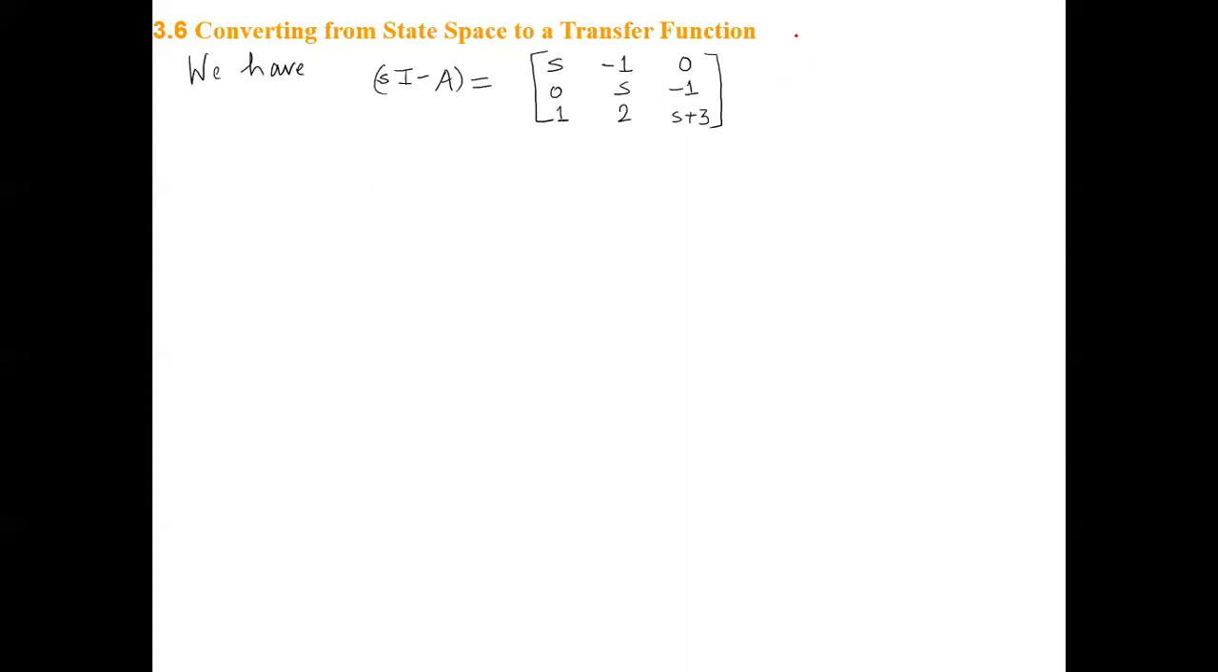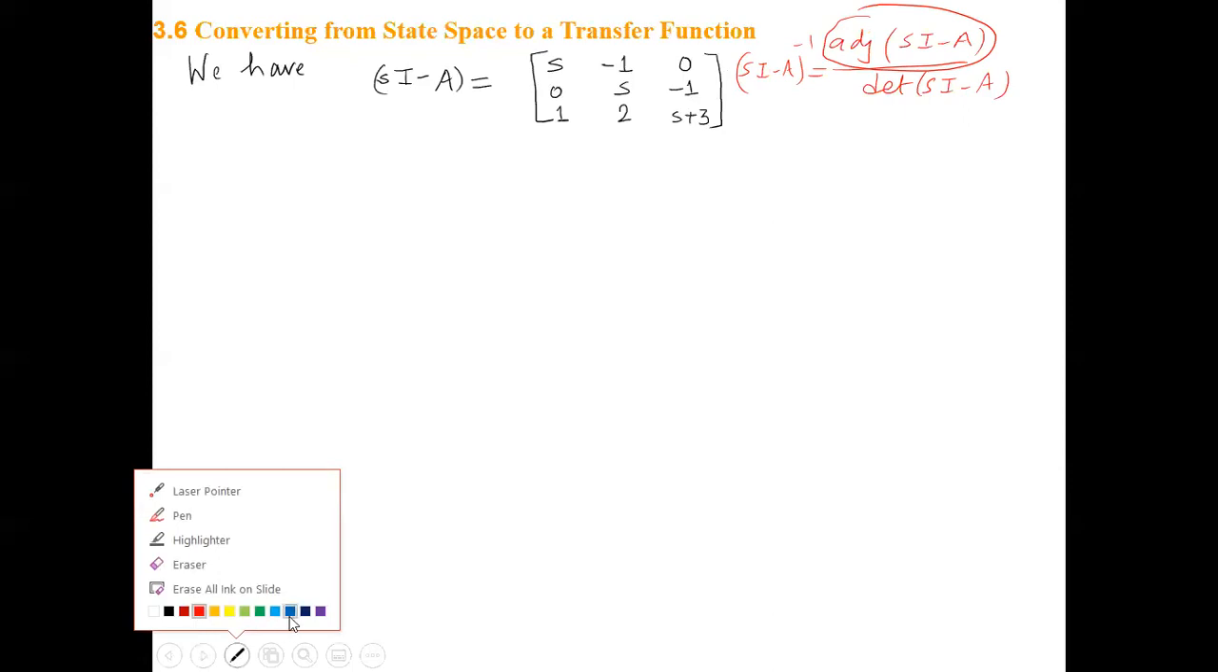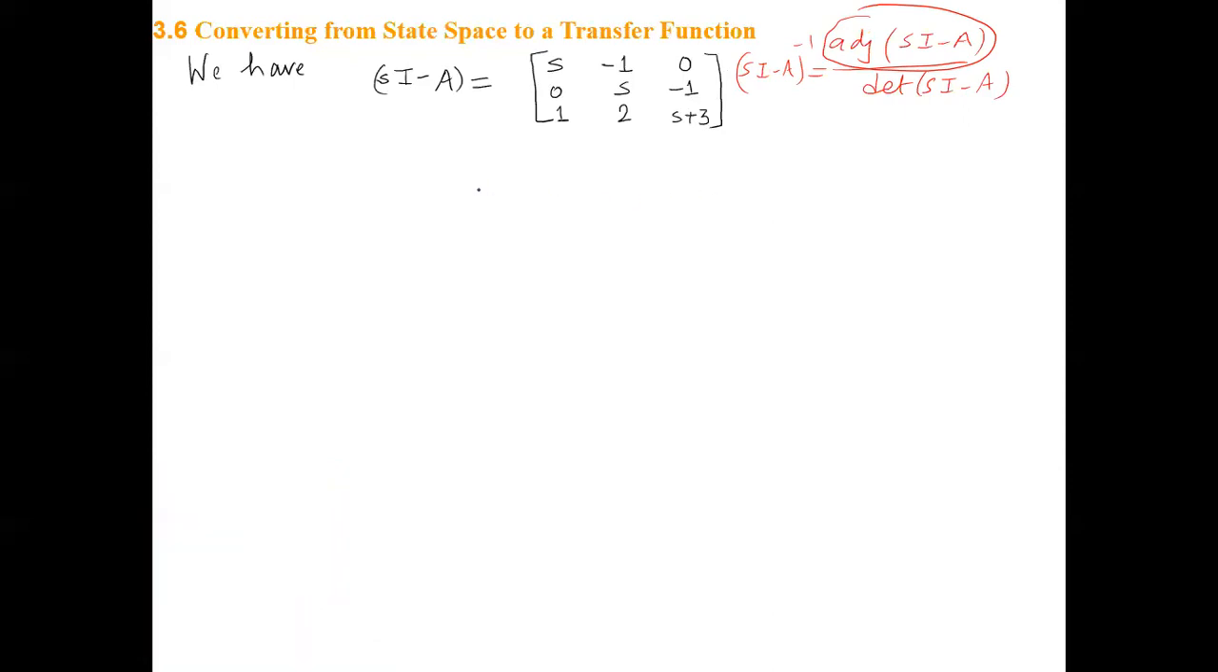So my goal is to figure out adjoint of sI minus A over determinant of sI minus A. That's my sI minus A inverse, right? That's what I'm going to do. Let's figure out this guy first, something on the top, the numerator. Let's figure out the numerator, then we'll do the denominator. So let's see. To do the adjoint, you have to first do the minor.